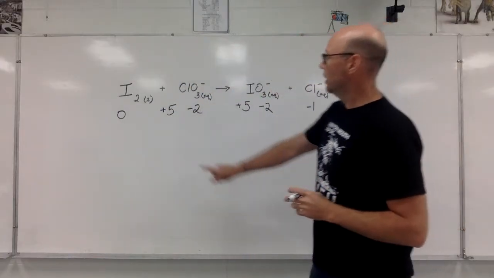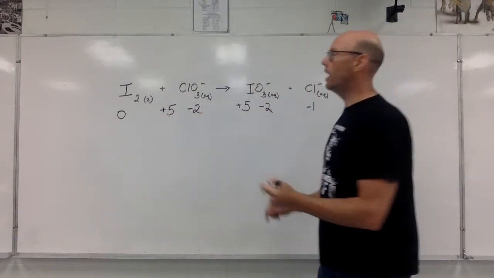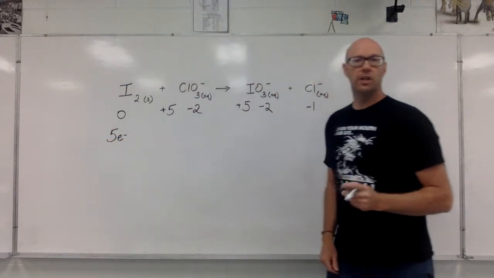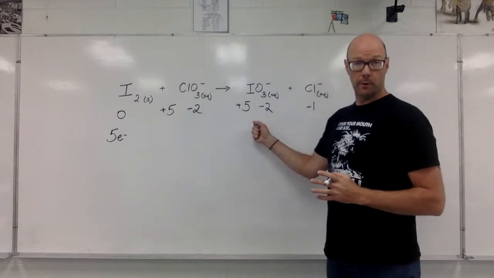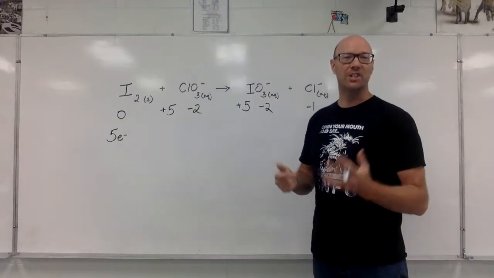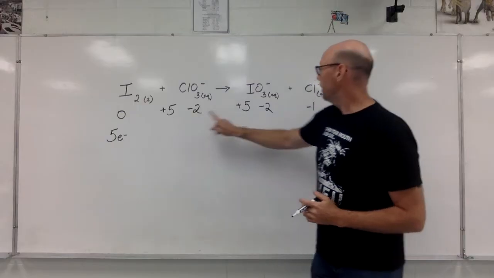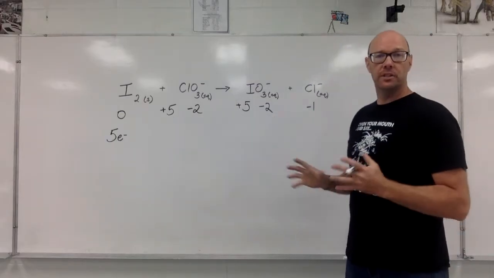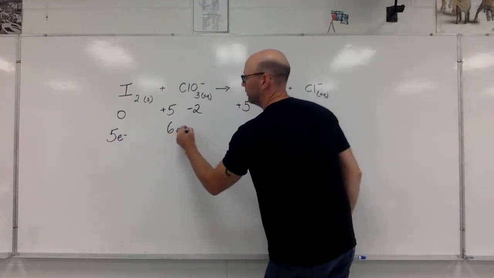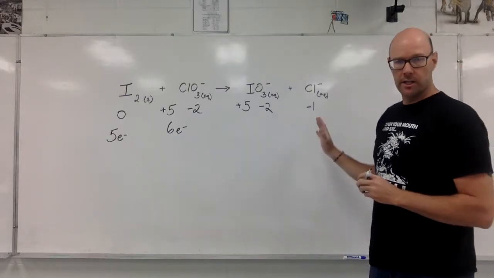Now look for the change. The iodine went from 0 to 5. That's a change of 5 electrons. The oxidation number went up, it got oxidized, and the change in the oxidation number was 5. That's the change in electrons. The chlorine went from +5 to -1, that's a change of 6 electrons.